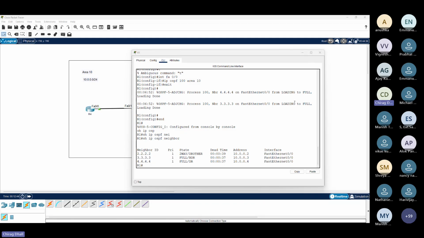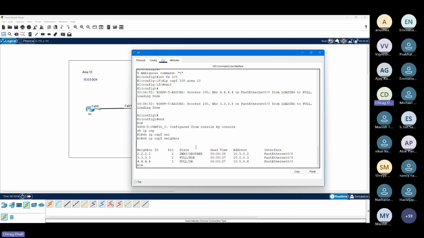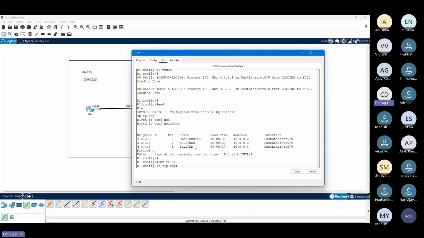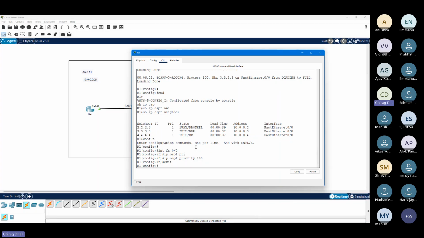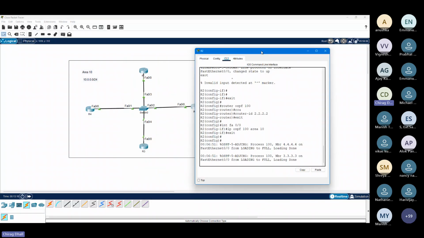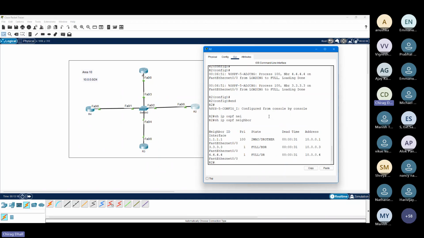Okay, now we have a question. What if we increase the priority value for some router? Router 3 is already a BDR. I'll go to router 1 only and I will set a higher priority. Config t, interface FA0/0. I'll say IP OSPF priority and I'm going to set it as 100. Exit. And then I'll go to router 2 to check my neighbor table, as I'll be able to find R1 only from a different router. So show IP OSPF neighbor.